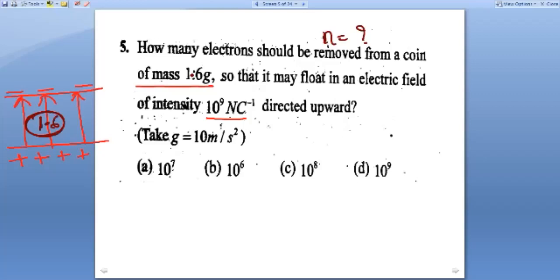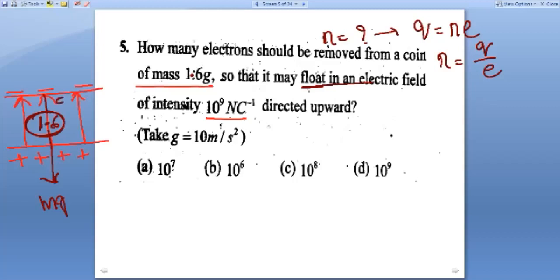In this problem, the charge is not given. You know the formula Q is equal to N into e, then N is equal to Q by e. So how to find the Q? The charge is floating in the electric field. The downward force is equal to mg. The upward force, due to the electric field, how much force is exerted upward?